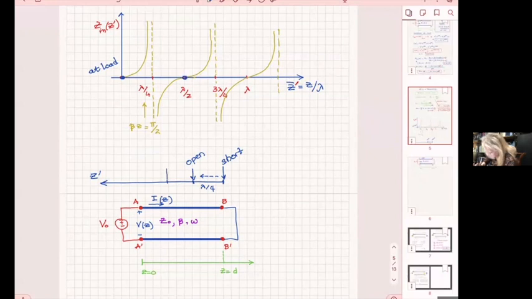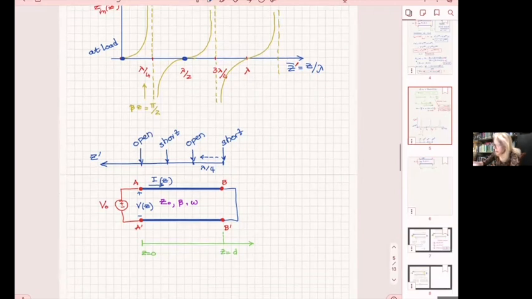So here is another short. And then another quarter of a wavelength, and is another open. And so on. So that's what you see on a line like that. As you move away from your load, the impedance changes, which is very different and characteristic of transmission lines.